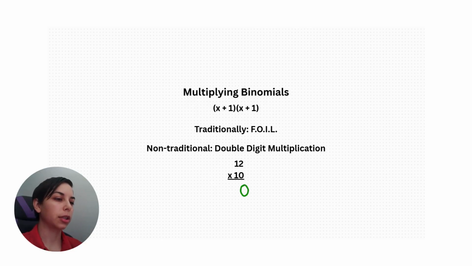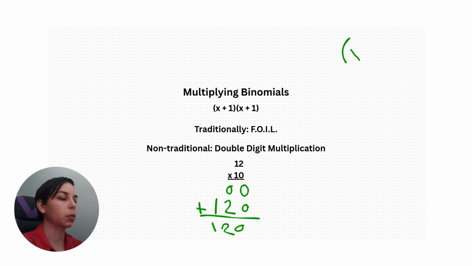0 times 2 is 0. 0 times 1 is 0. Then we have a placeholder 0. 1 times 2 is 2. 1 times 1 is 1. We're all very familiar with this at this point. So the question is, can we do that same method but with binomials? And the answer is yes.